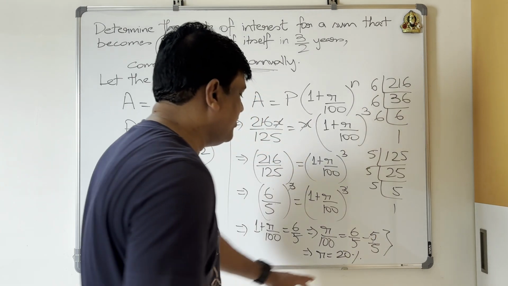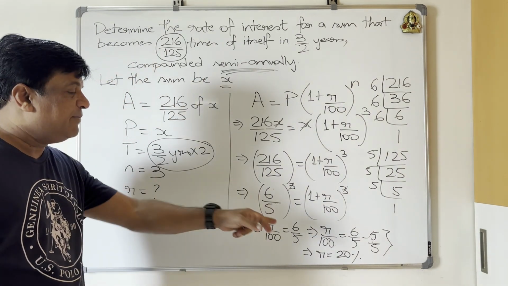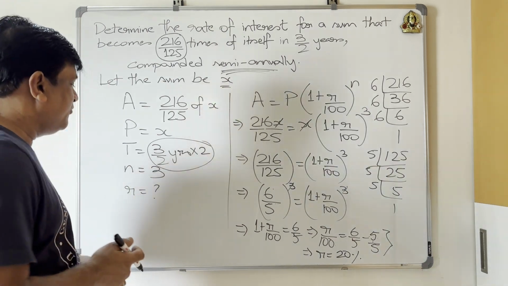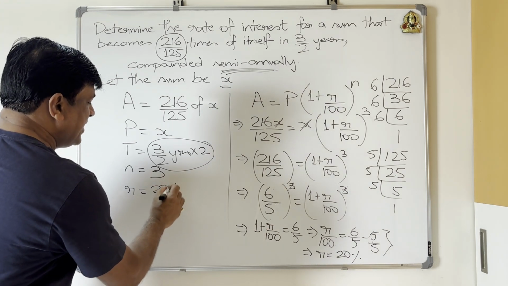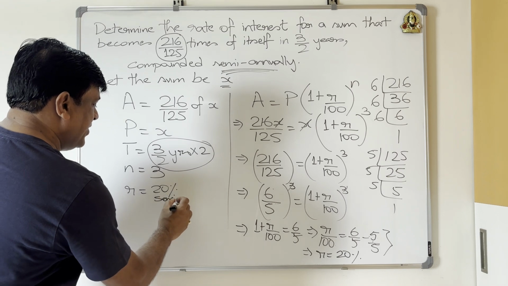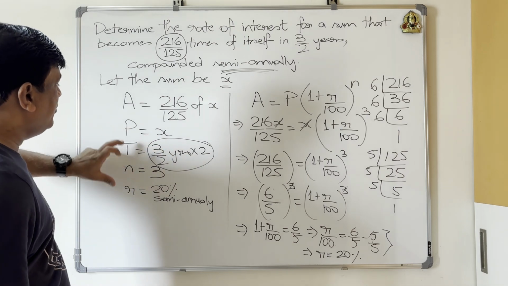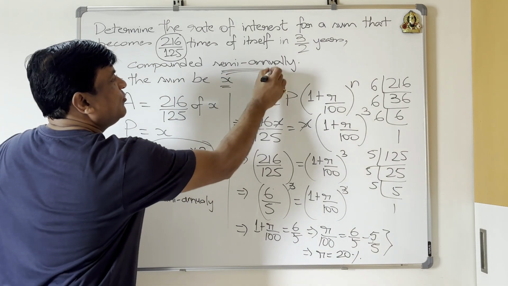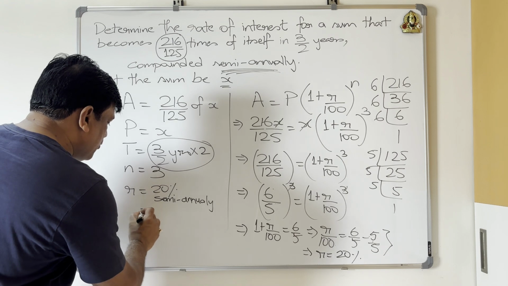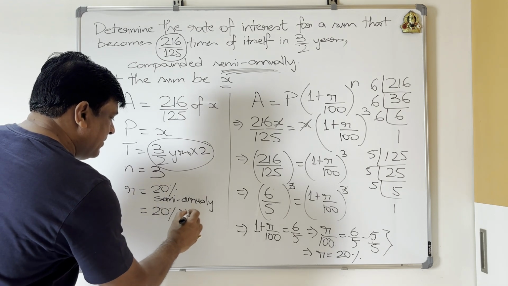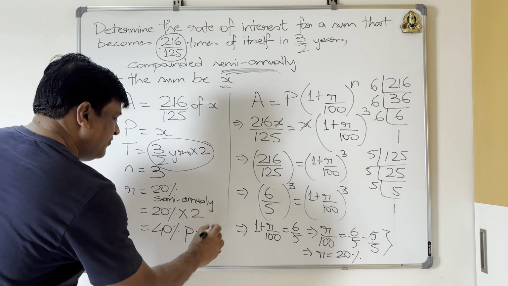After calculating this, is that the answer? Just think it through. Will that be the answer? No. Because that 20% is for semi-annually. Remember that, because we have calculated the amount based on the semi-annual concept. So if I have to convert that rate into annual, I need to multiply it by 2. So the actual rate is 40% per annum, which is your answer.